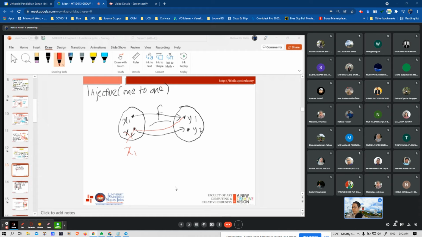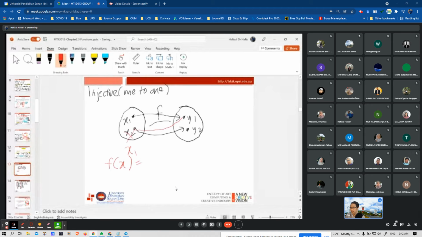So to prove that an equation is injective, when we have an equation like this, f of x is equal to, okay, so instead we can say that f(x) equal to 3x minus 2 is injective. Okay, injective.